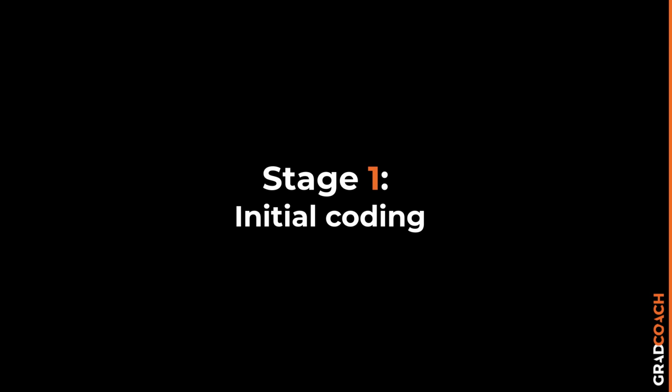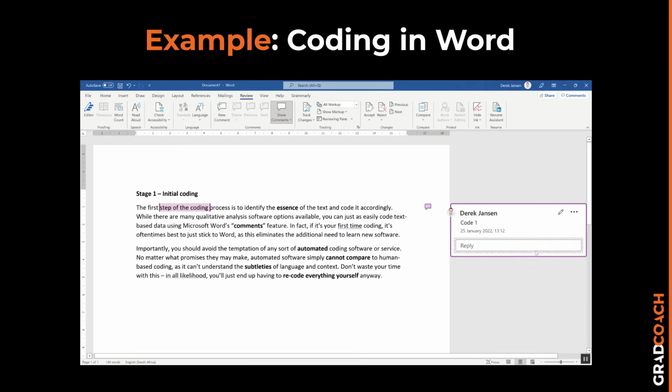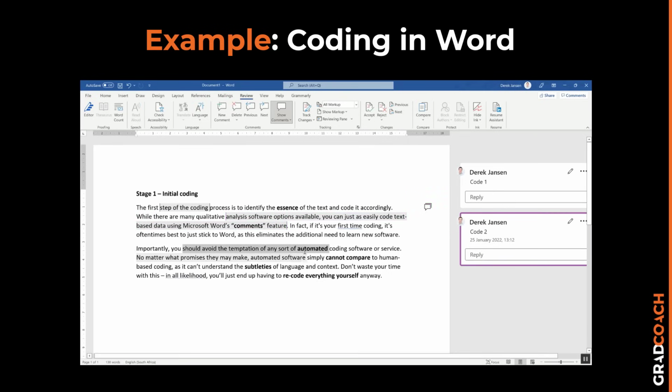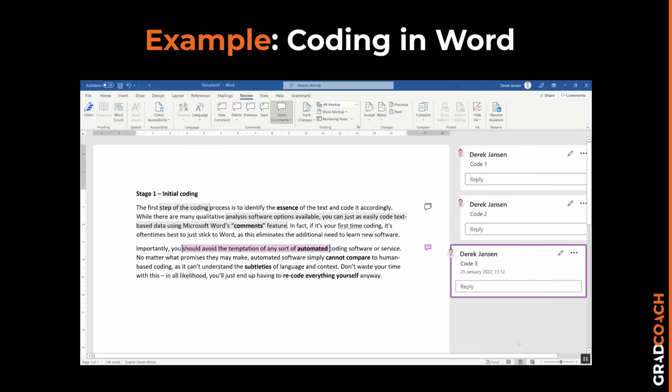Stage 1, initial coding. The first step of the coding process is to identify the essence of the text and code it accordingly. While there are many qualitative analysis software options available, you can just as easily code text-based data using Microsoft Word's comments feature. In fact, if it's your first time coding, it's oftentimes best to just stick with Word, as this eliminates the additional need to learn new software.